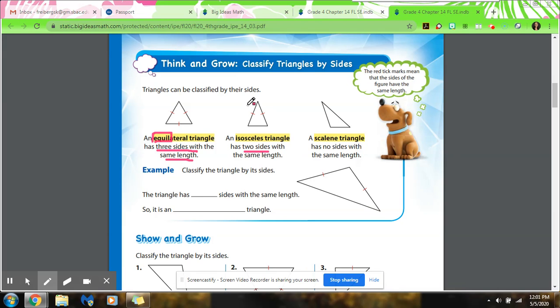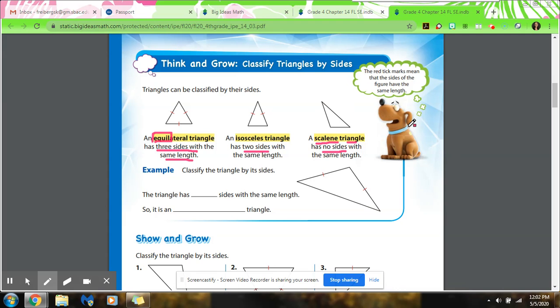So it's kind of like our last page where a couple of those triangles had 2 longer sides and 1 shorter side. Again, they marked them with tick marks to show you that those 2 sides are the same. The last vocabulary word we have is a scalene triangle, which is no sides the same length. All of these sides are different, so they did not mark them there with those tick marks.